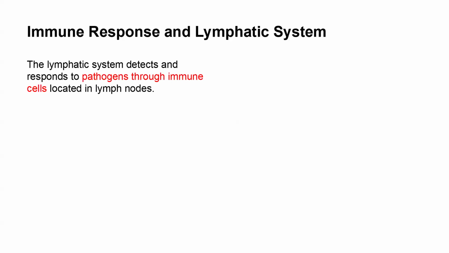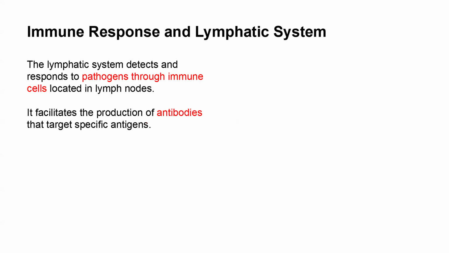So the next thing is the immune response and the lymphatic system. The lymphatic system detects and responds to pathogens through immune cells located in the lymph nodes. So what does that mean? It means that the major work of the lymphatic system is to detect pathogens. Let's say there is a virus or bacteria trying to get into our body. It is the work of the lymphatic system to detect the bacteria or the virus. And then it will respond to those pathogens through the immune cells located in the lymph nodes.